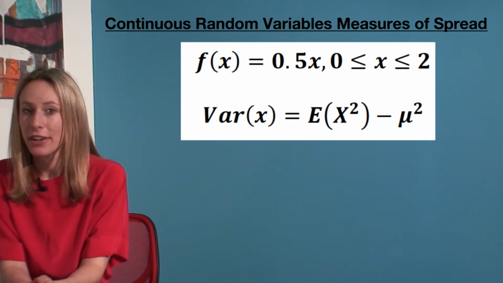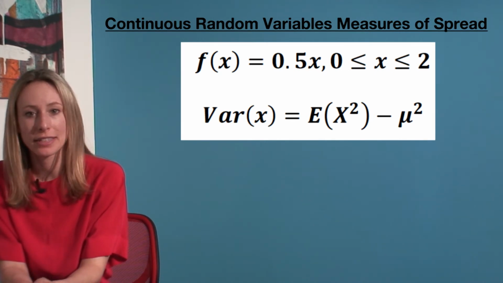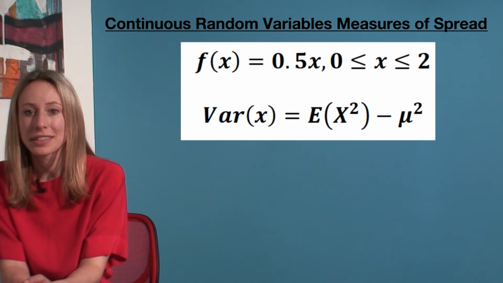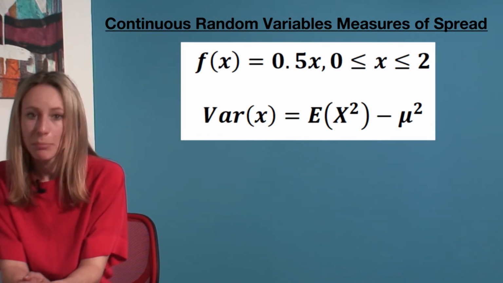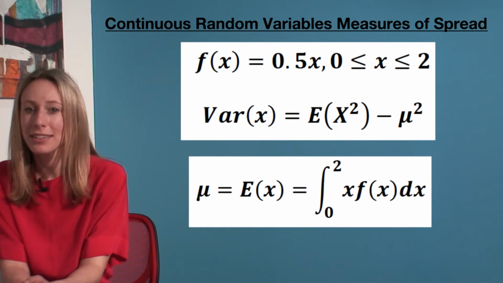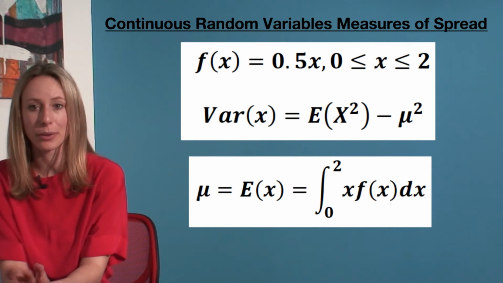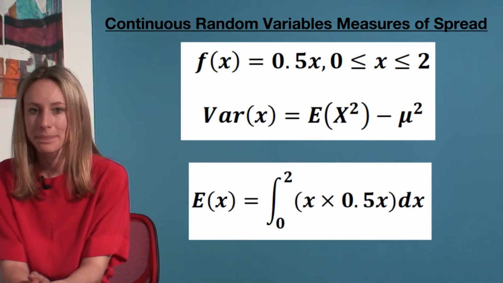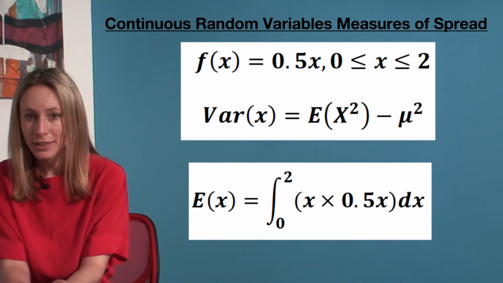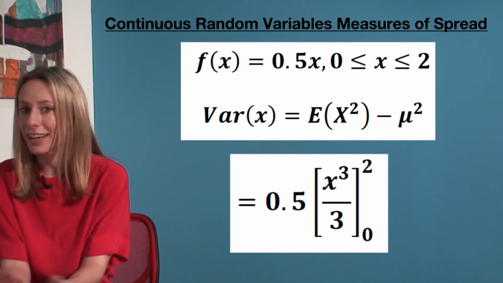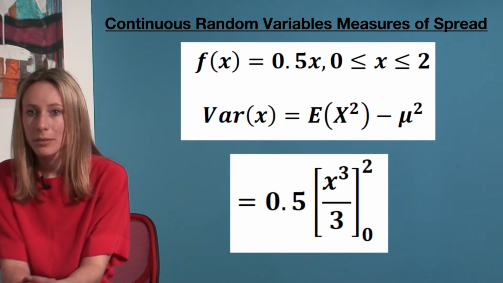Let's practice finding the variance using the function f of x equals 0.5x from 0 to 2. To find the variance, we will use the equation variance equals the expected value of x squared minus the mean squared. First, we find the mean through integrating x times f of x over the range 0 to 2, like we learnt in the video on continuous variables measures of centre. Then, sub in f of x, and then take the 0.5 out the front and integrate to get x cubed over 3 between 0 and 2.